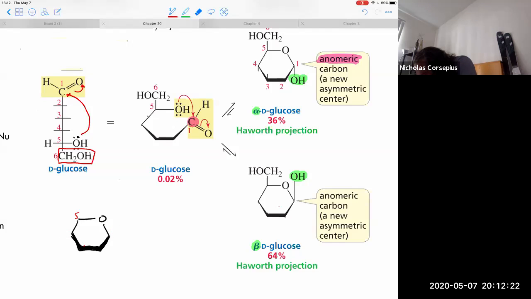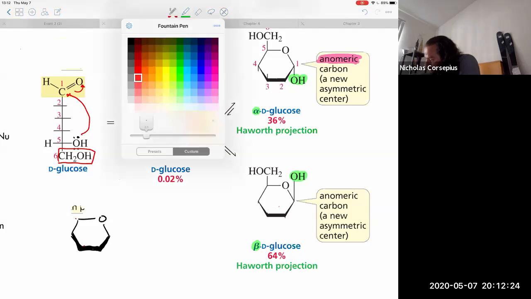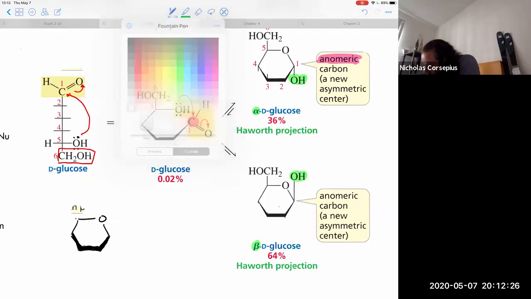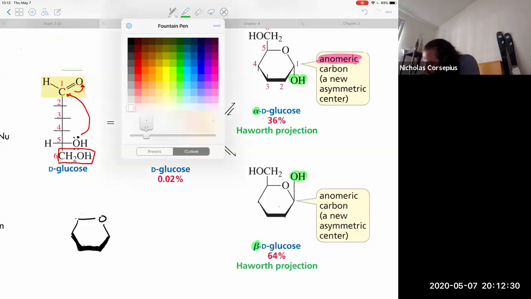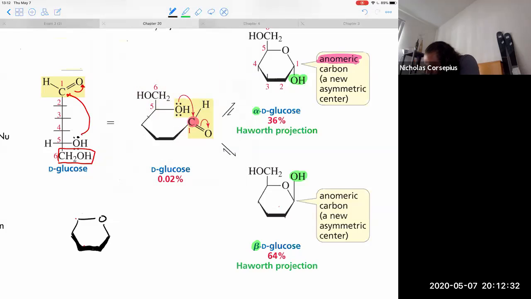So we got our shell. Awesome. Then the next step is we're going to put in that last carbon, carbon 6, and that is again going to be sticking up here. Boom, C2 OH.